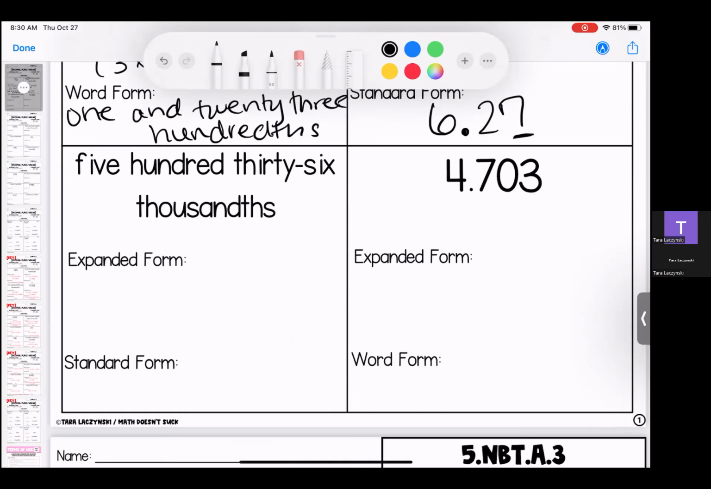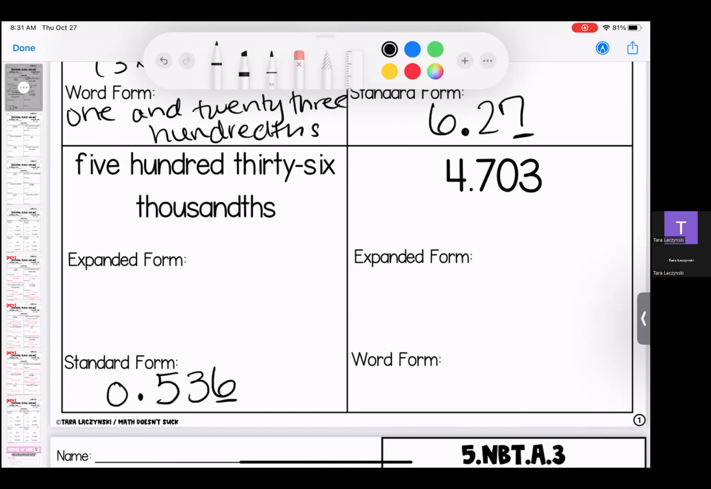Okay. Moving down, we have 536 thousandths. So notice that there's no and in this, which is telling us that there's no whole number. So 536 looks like this. Thousandths means that this has got to be in the thousandths place. So I put my 0 and my decimal. I have 5 tenths, 3 hundredths, 6 thousandths, 536 thousandths.